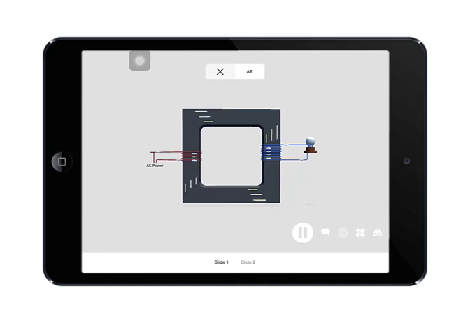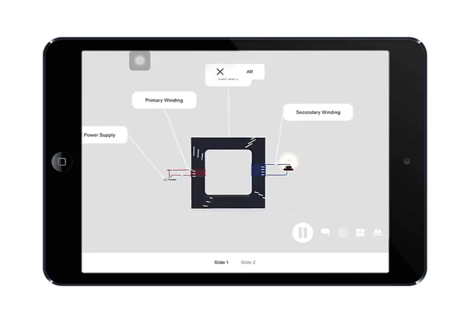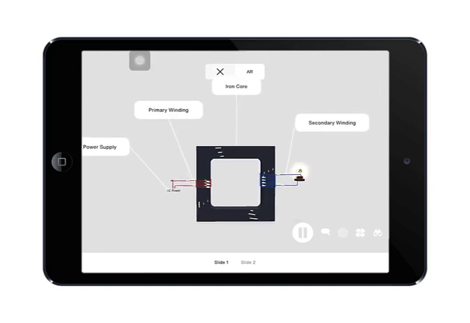In this lesson, we're going to learn all about transformers. Not the Optimus Prime kind, sadly. A transformer is used to step up or step down the voltage in an AC electrical circuit.